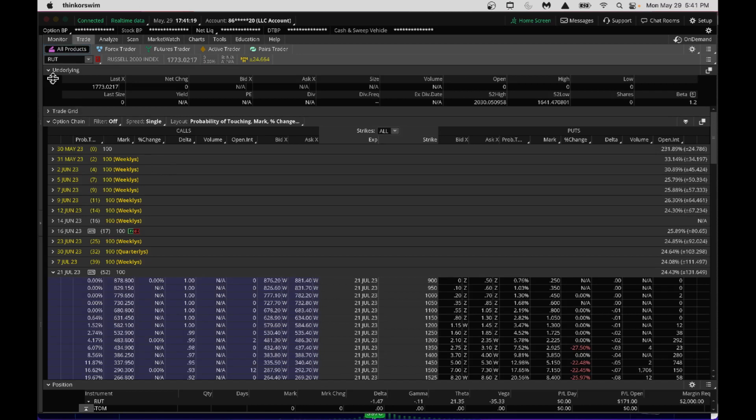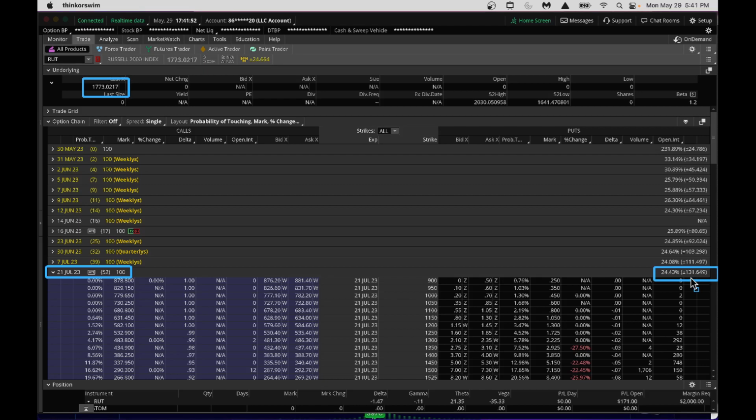Look, what we're doing right now is, stock price or index price is 1773. And as you can see here, I always pay very close attention to the expected move, actually the market maker move. Market maker move in Russell 2000 for the 21 July 23 expiration is 24.43. What it means is it can go up or down 131 points, give and take. So that's the expected move.